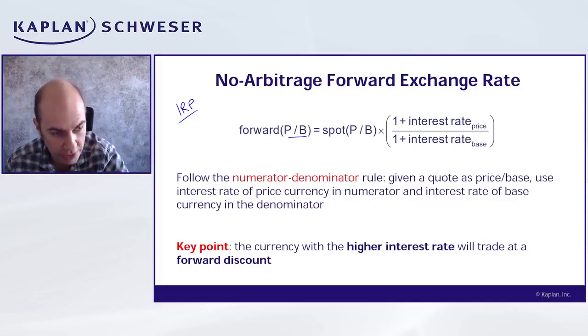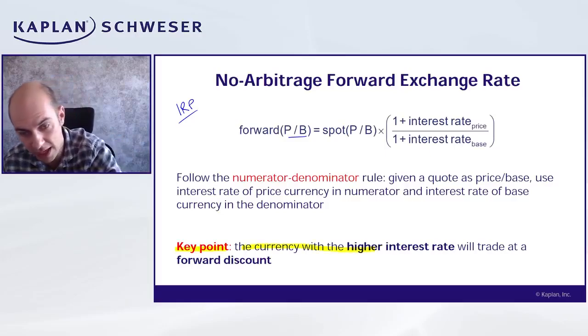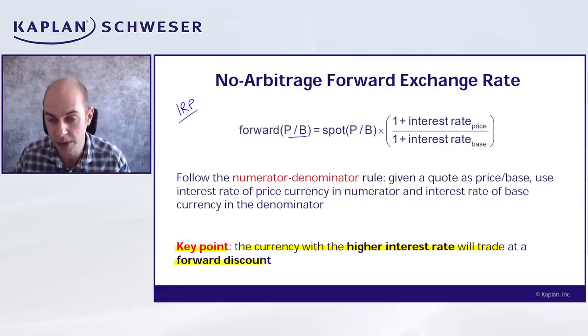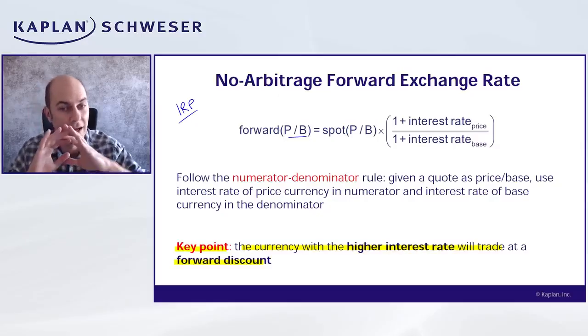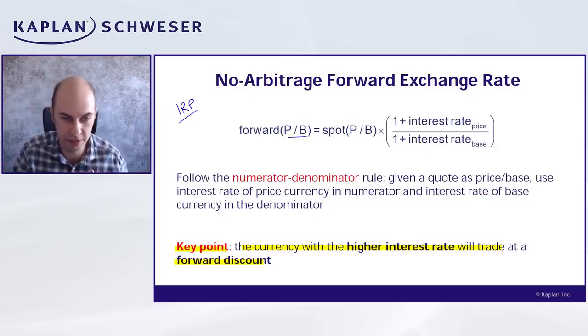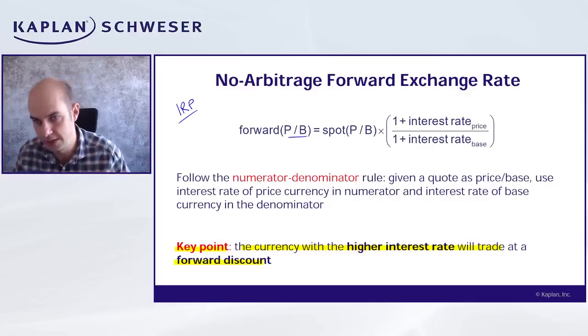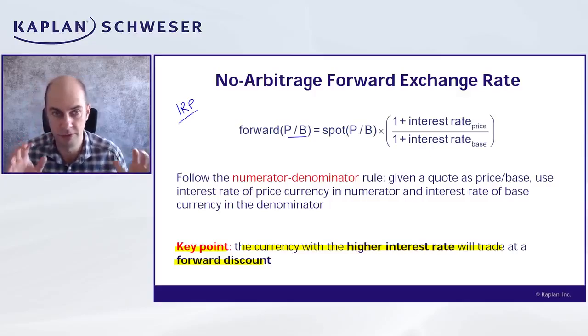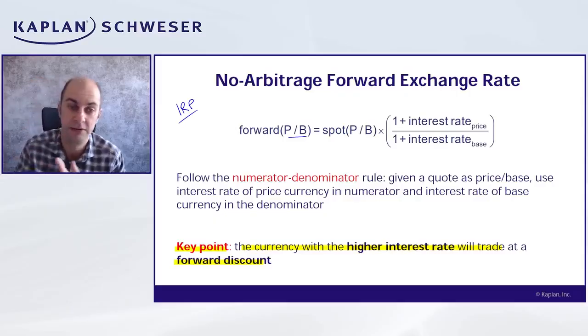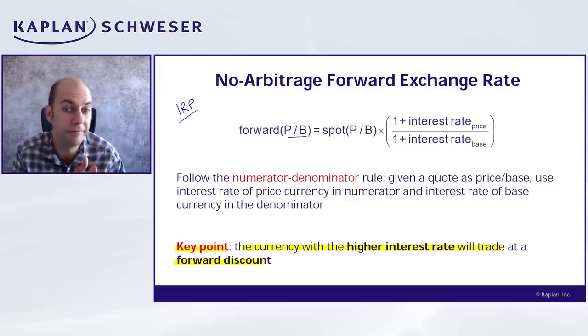Now, there is an interesting point here. The currency with the higher interest rate will trade at a forward discount. Now, often people get puzzled by this statement. They say, well, Martin, isn't a currency supposed to appreciate when the interest rate is higher? Yes, but that's not what this statement is saying, right? If a currency has a higher yield, yes, people will want to hold it. The spot may appreciate. This is not what this statement is about. This statement is about preventing arbitrage. So if one currency has a higher rate, that same currency has to trade at a forward discount to prevent arbitrage.